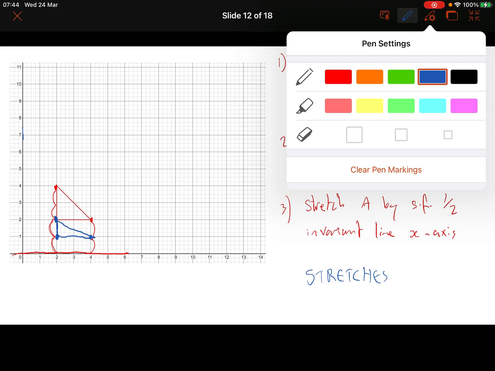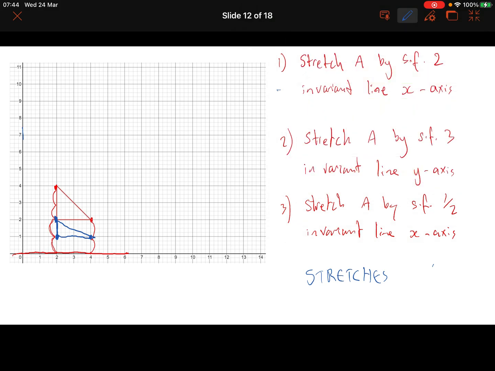So you can see here, actually, this is not a stretch. This is what we call a compression. So a scale factor of a half will create a compression instead of a stretch. Okay, but it's the same basic concept. Okay, so I hope that makes sense.